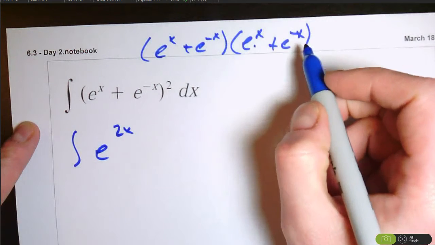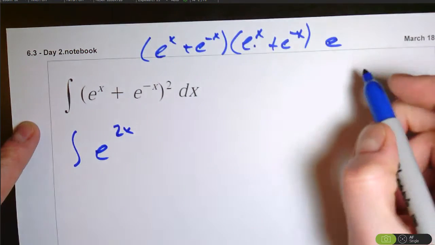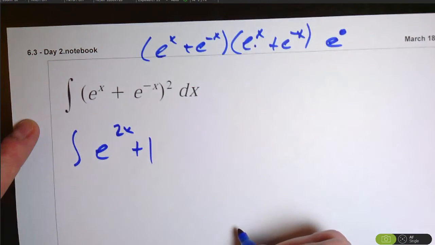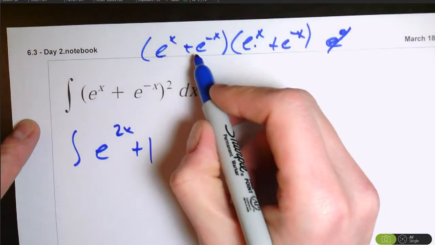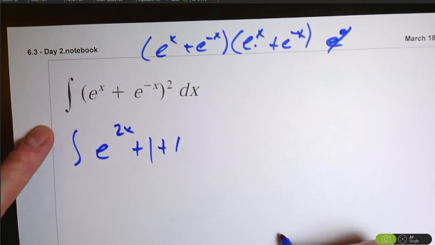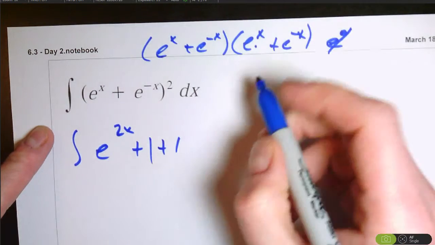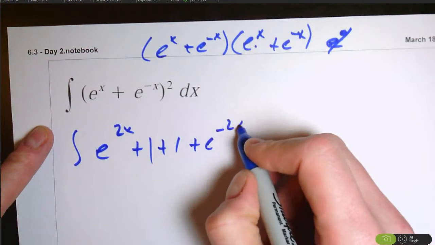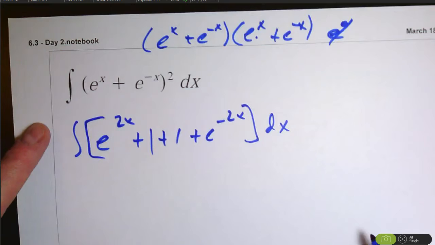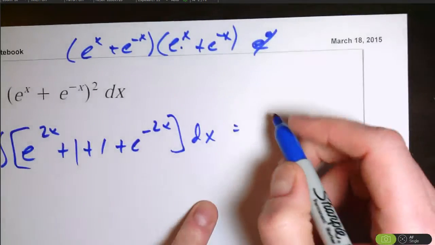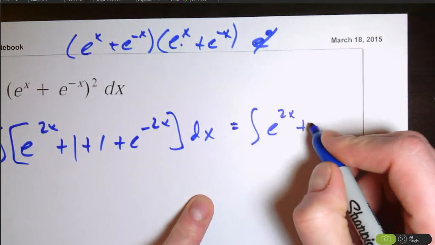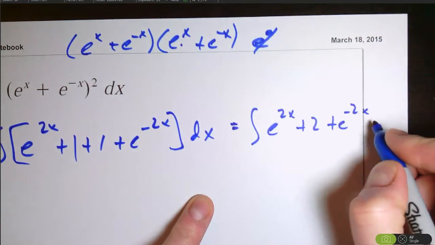Then e to the x times e to the negative x, well, x plus negative x is 0, so I get e to the 0, which is really 1. Then I get e to the negative x times e to the x, that's also e to the 0, plus another 1. And e to the negative x times e to the negative x is e to the negative 2x dx. So what we really have then is the integral of e to the 2x plus 2 plus e to the negative 2x dx.